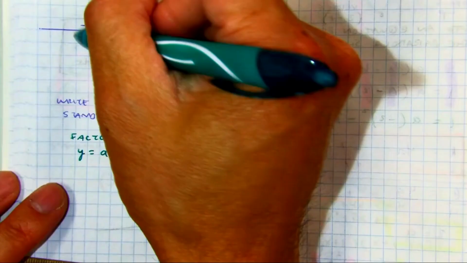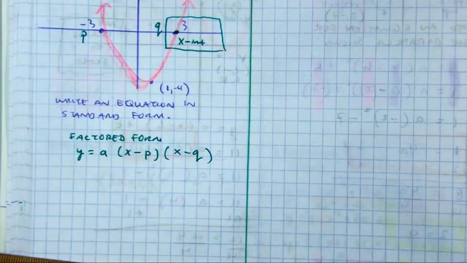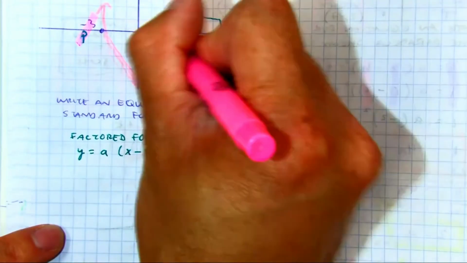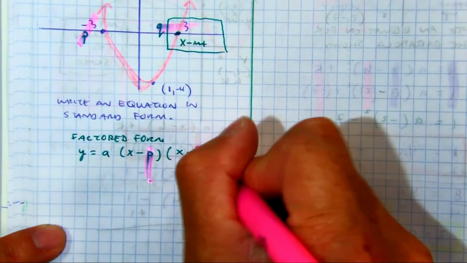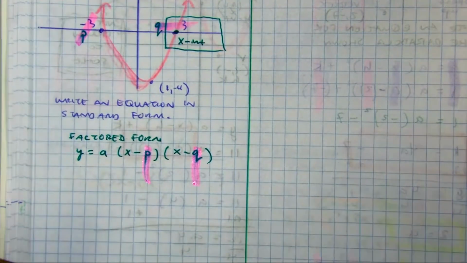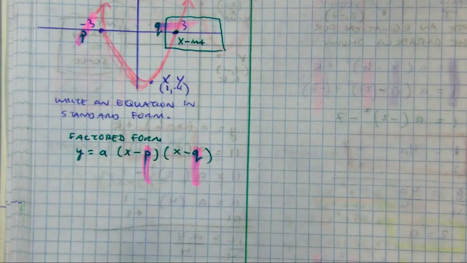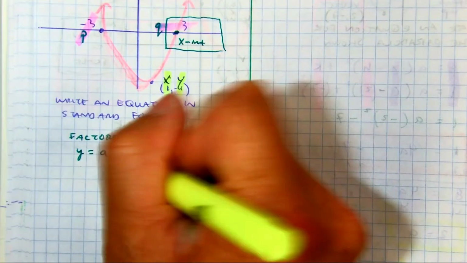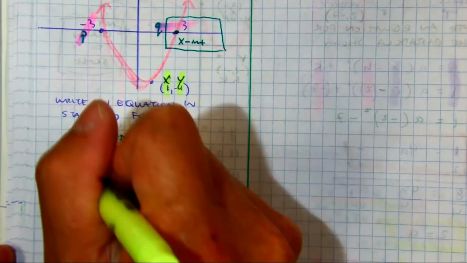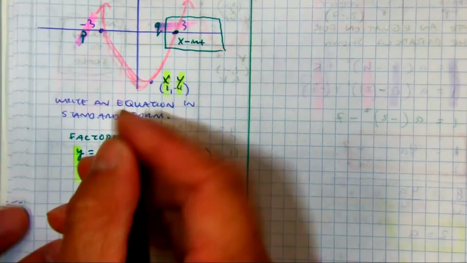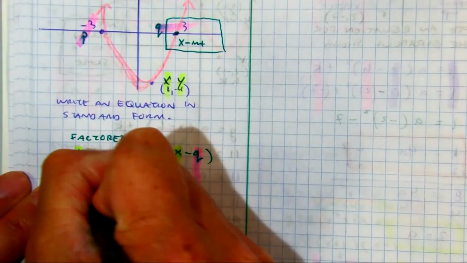So here's our P, here's our Q. We're going to substitute those in. I have an ordered pair, X, Y, and you just plug it in and solve for A. Cross with my Y value equals what?